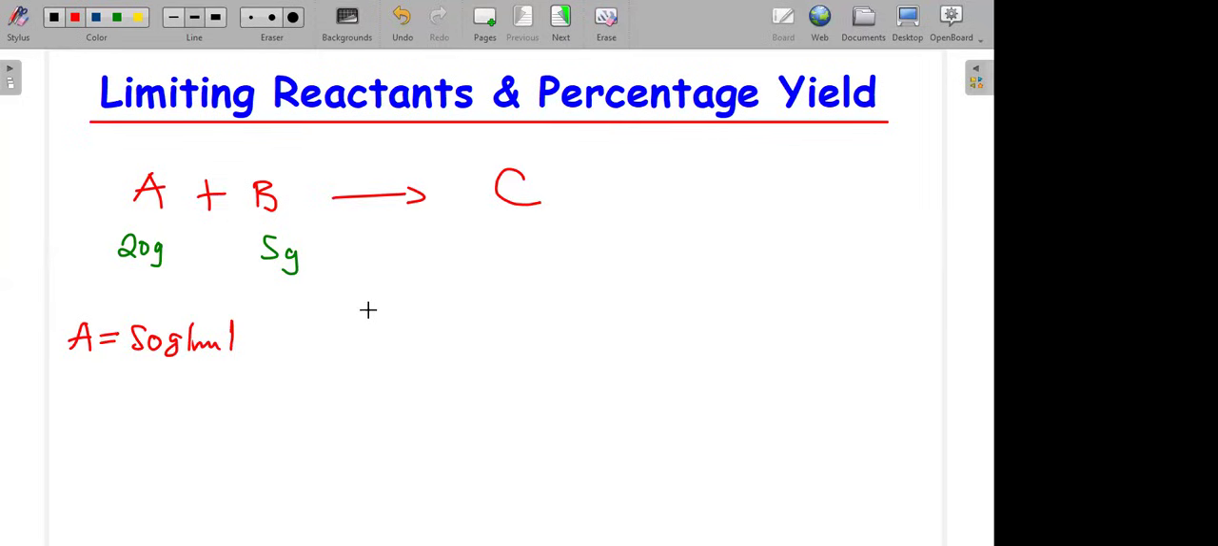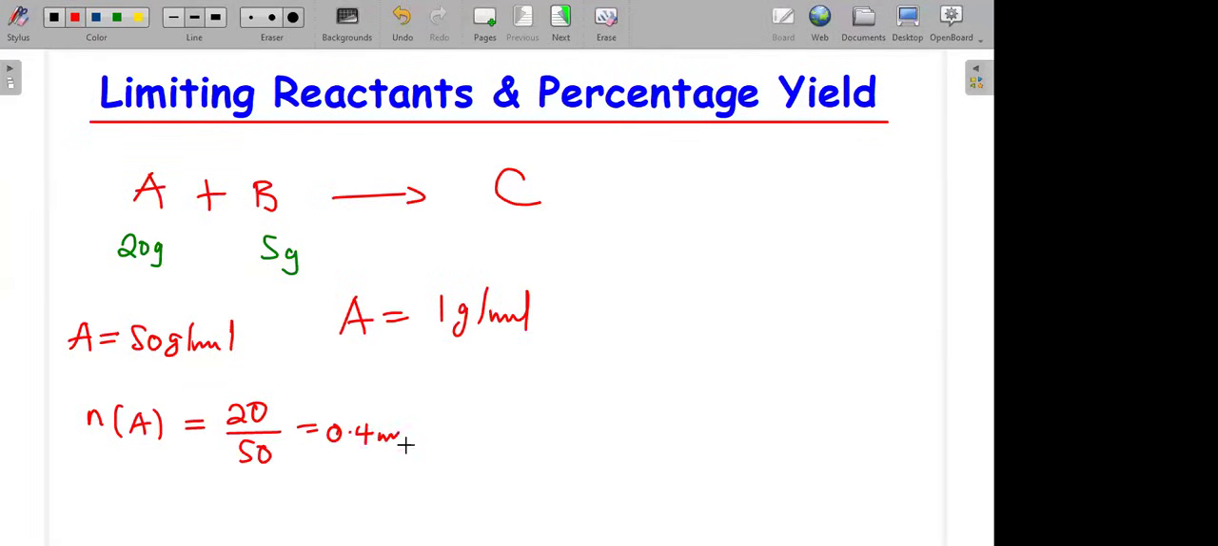And then this one here for B, let's say its molar mass is 1 gram per mole. So you see that when I find the moles, the moles of A will be equal to the mass, which is 20, divided by the molar mass there. So this will just give me 20 divided by 50. That will give me 0.4 moles.